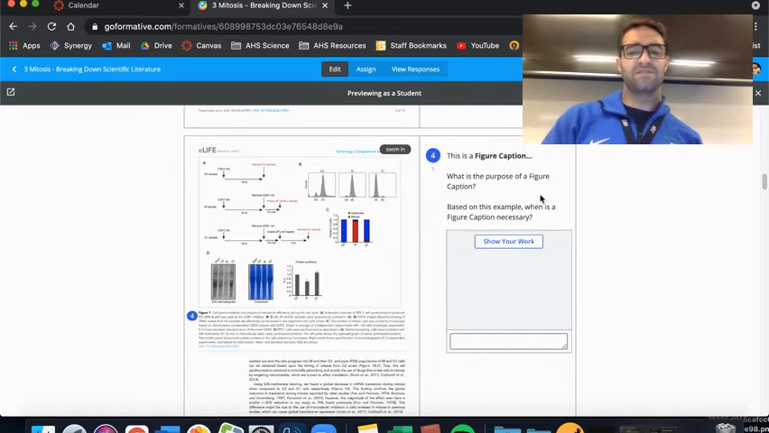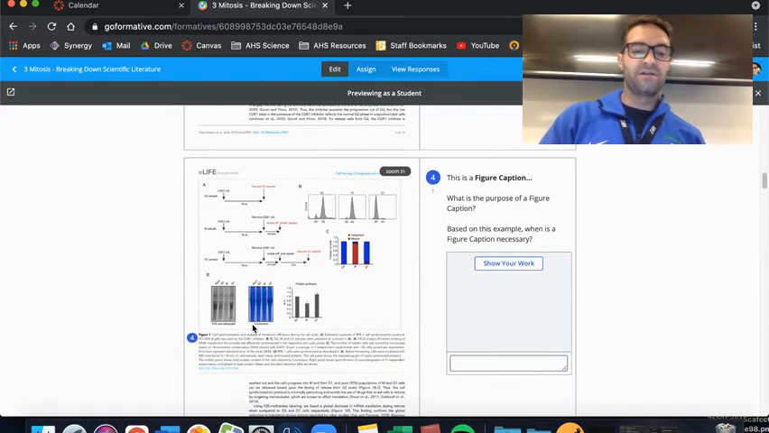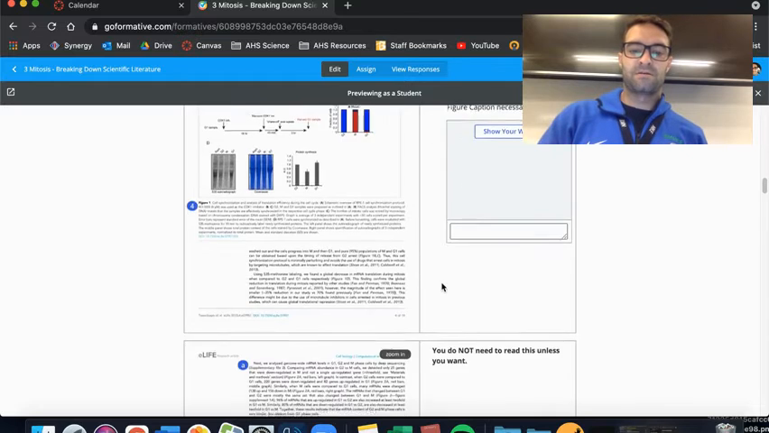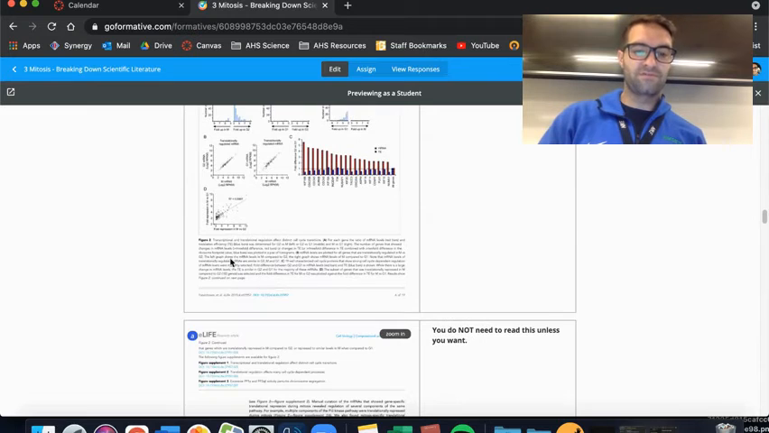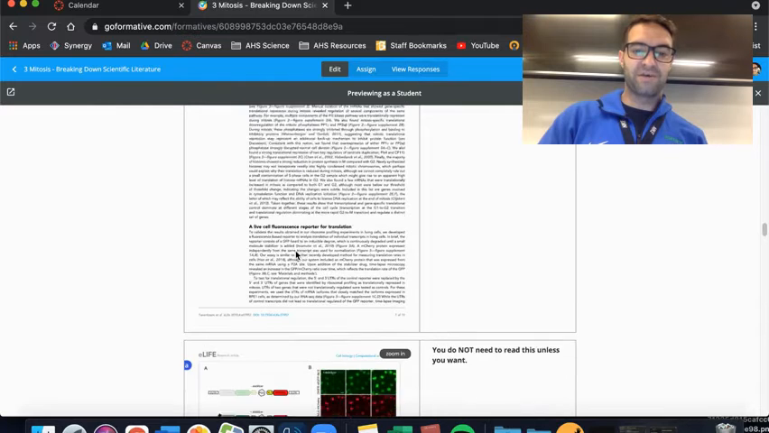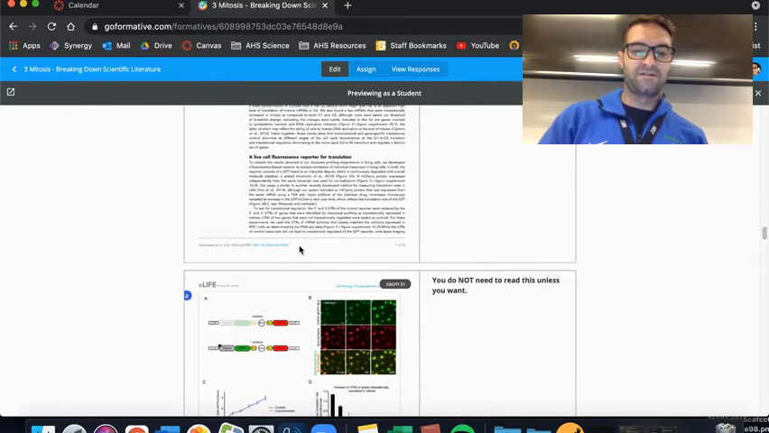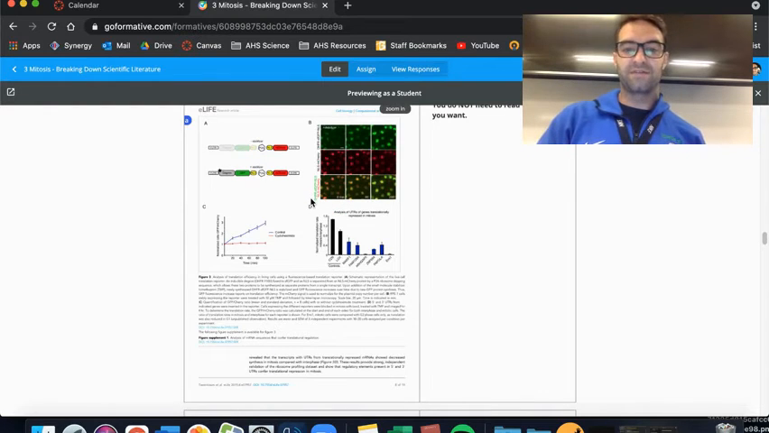So based on this example, when is a figure caption necessary? It's necessary anytime you put in a data table, a graph, or an image that you're using to support the results and showing the reader your results. So a figure caption is going to be a brief explanation of what you're looking at. All right, and then again, more results. Lots of results, lots more graphs, more figure captions, lots more results. You can imagine that pages and pages of reading this could be very dense and kind of hard to track. But again, you're welcome to give it a shot.